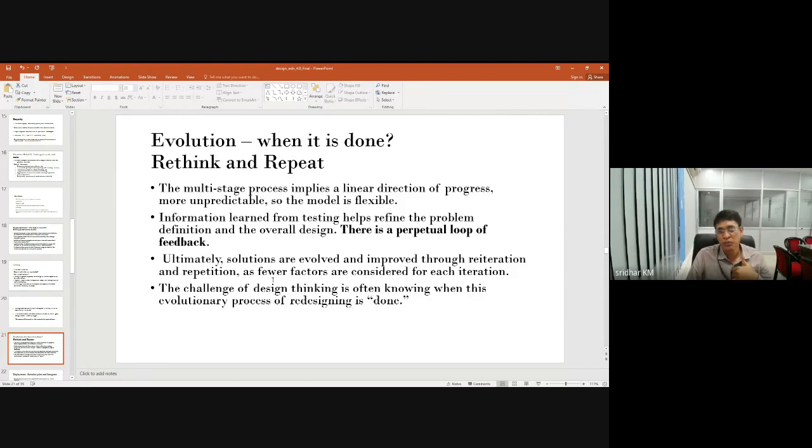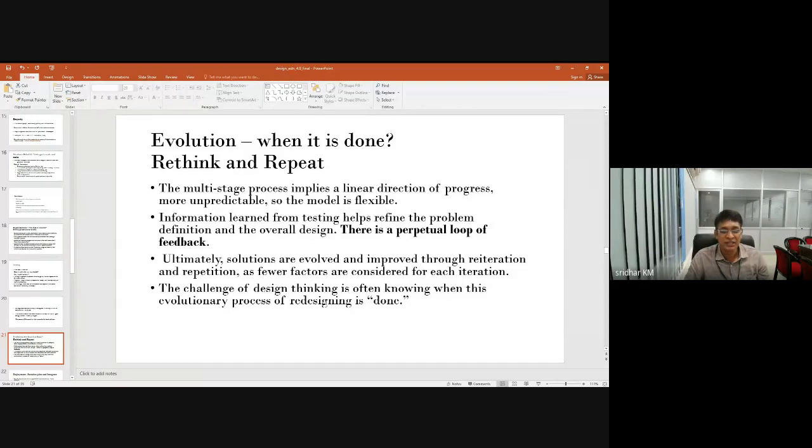So there is a perpetual loop of feedback to every step, the discovery step, the next ideation step, and the experimentation step. There is always feedback from every step back to the earlier steps in a hierarchical way. This perpetual loop of feedback helps to refine every step and try to get the best possible solutions. Ultimately, solutions are evolved and improved through reiteration and repetition. This is a key for this entire process. Because of the complexity of the problem, the probability of failures for a solution is higher. So by reiteration, again refining and refining, we overcome the obstacles in the solution and try to implement an implementable solution. Rather than the best solution, we get an implementable solution, which is very, very important.